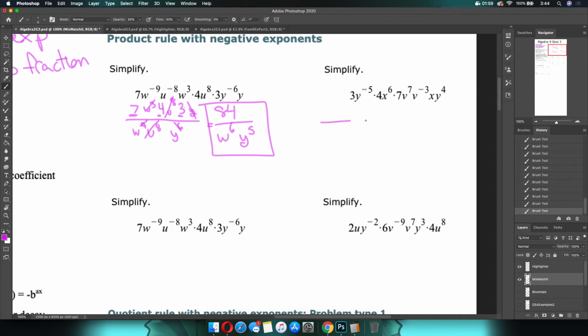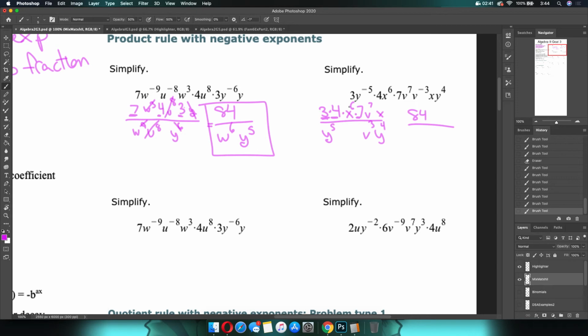So let's see here. Set ourselves up again. We have 3, we have y to the 5th, we have times 4, we have x to the 6th, we have 7, v to the 7th, we have v to the negative 3, we have x, and then we have y to the 4th. Now, I'm not making it a perfect one-to-one ratio, but if I happen to see some letters that are the same, I'm setting them up ahead of time so that I don't have to go hunting for them like I did over here. So 3 times 4 is 12. 12 times 7 is 84 again.